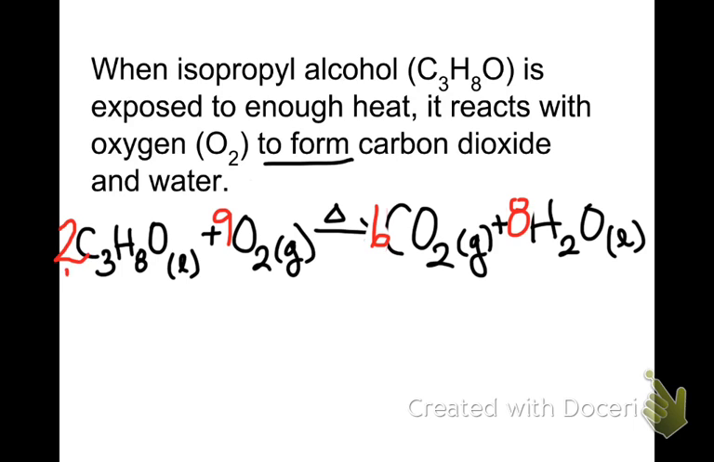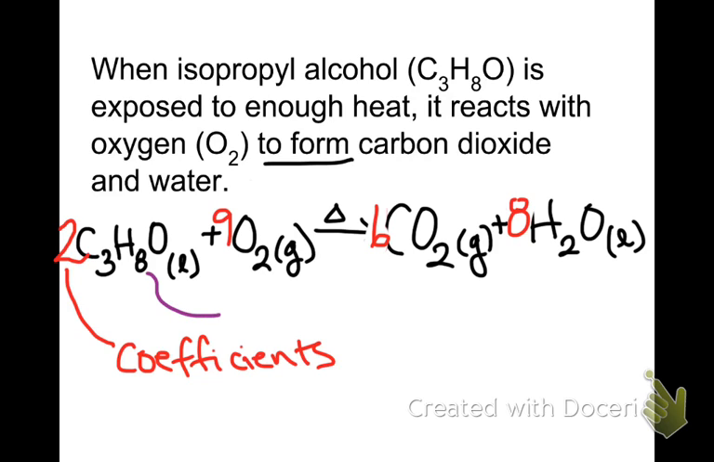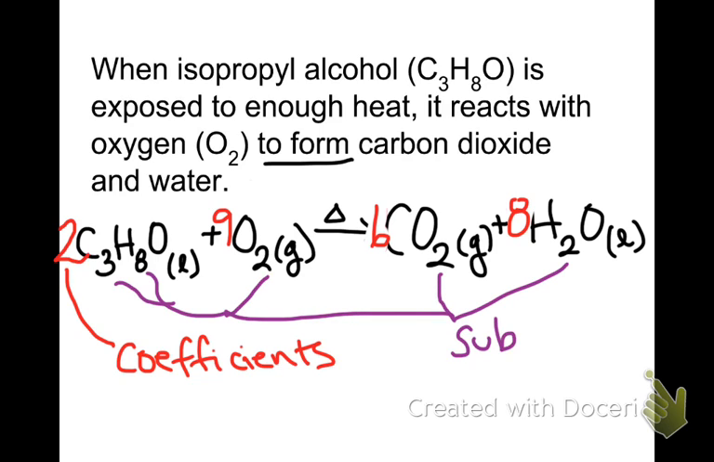So the term, remember, for those big red numbers is coefficients. I hope you have those in your notes somewhere. If not, go ahead and write it in now. These small numbers down here, so like your 3 and your 8 and your 2, and this 2 and this 2, those are all called subscripts. And they tell us how many atoms are in that particular compound. The coefficients tell us how many of that molecule there are. Subscripts tell us how many of an atom is in the molecule.